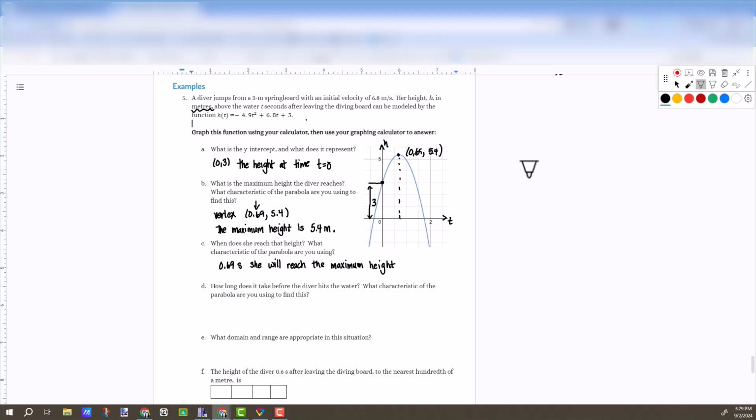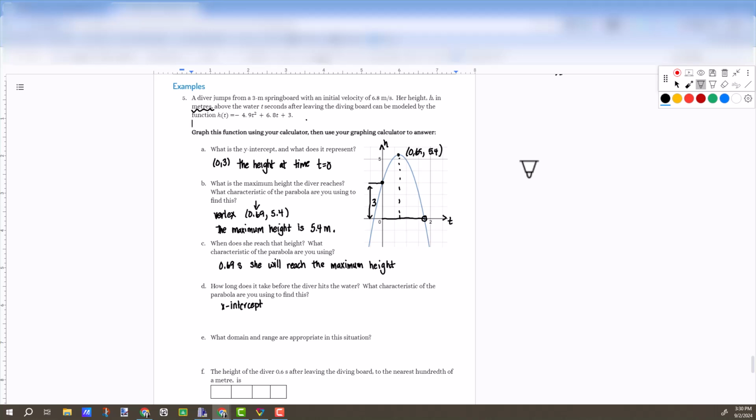Now part D. How long does it take before the diver hits the water? What characteristic of the parabola are you using to find this? Okay, when do they hit the water? Well, remember, h is the height above the water. So when they hit the water, the height is 0. So in other words, we are going to be using an x-intercept to figure out the time.